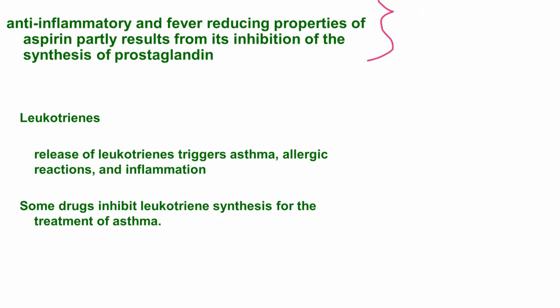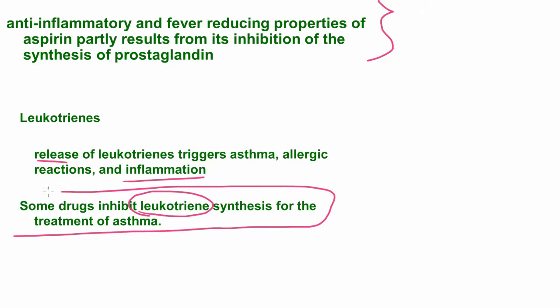The leukotrienes, it turns out when these are released, an asthma attack or allergic reaction can be triggered, as well as inflammation. So some of the newer asthma drugs now inhibit the synthesis of leukotrienes in the body, which of course helps to treat the asthma.